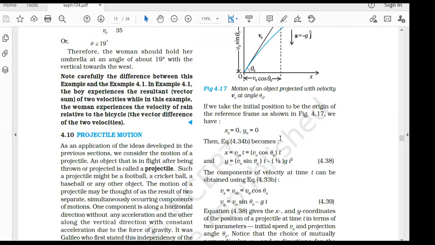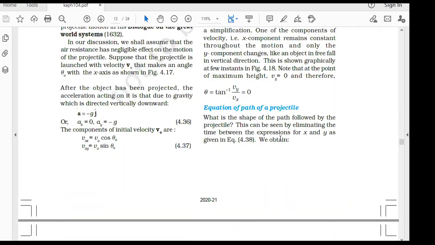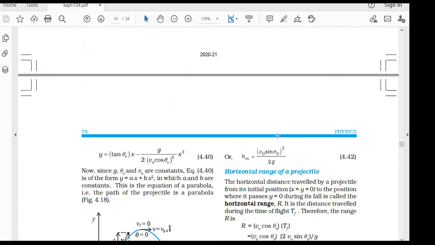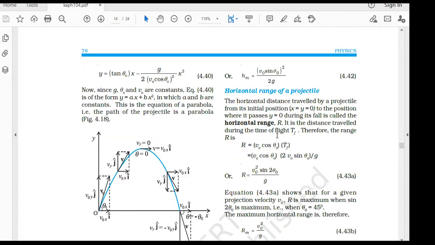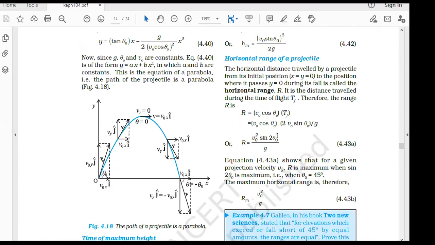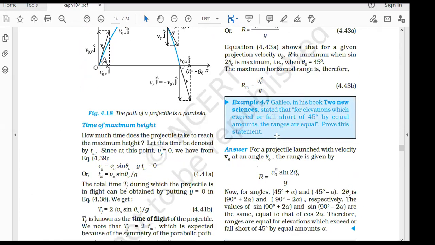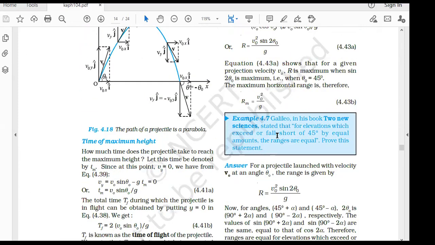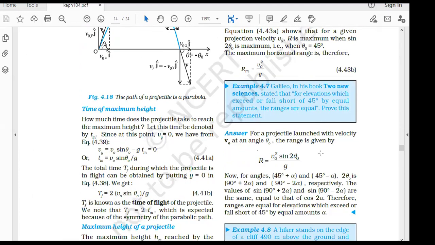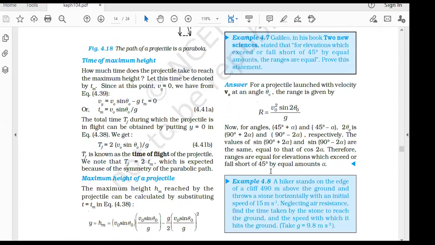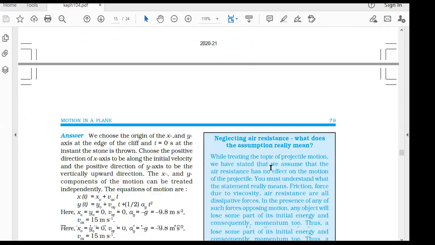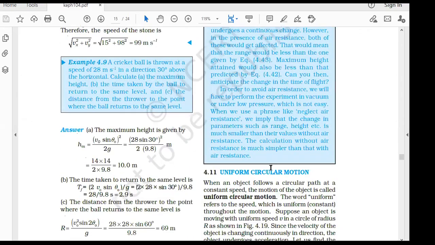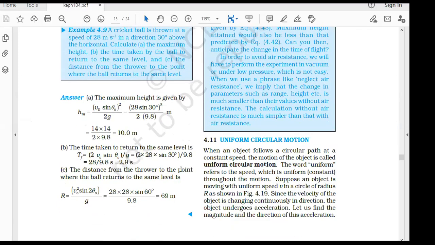Projectile motion, we talked about this. I think we spent enough time on projectile motion. Again, it may look complicated, but study your notes and then come to it. I'm sure it will look very, very simple. Time of flight. So we talked about Galileo's 45-degree thing. So use all these examples.